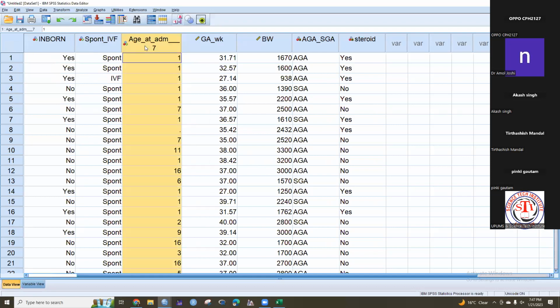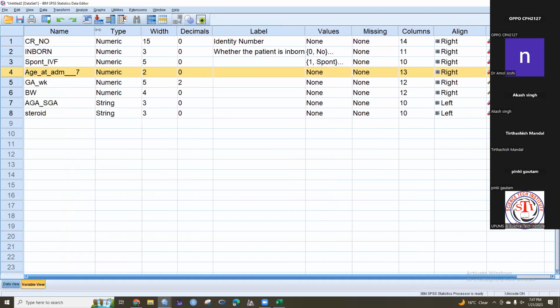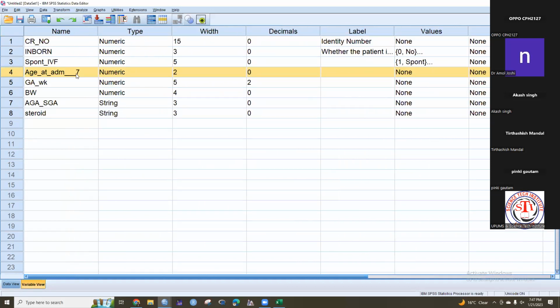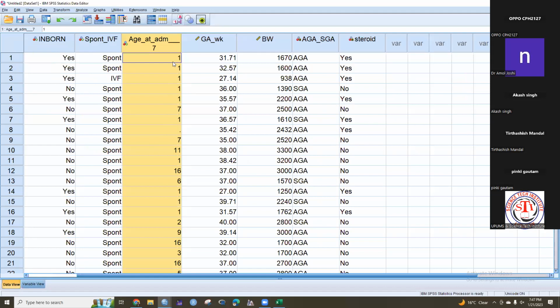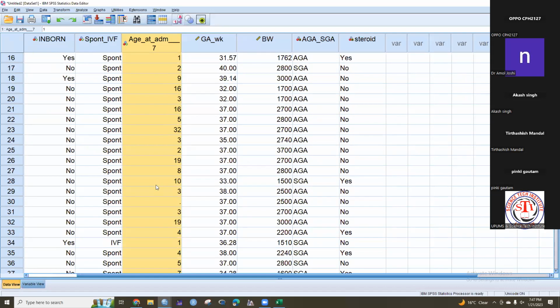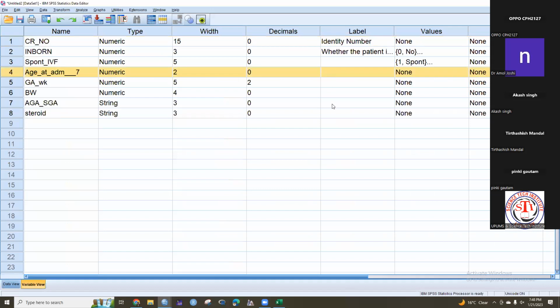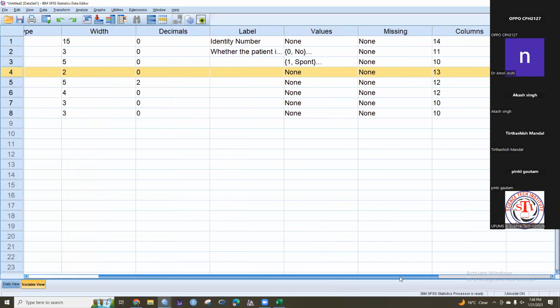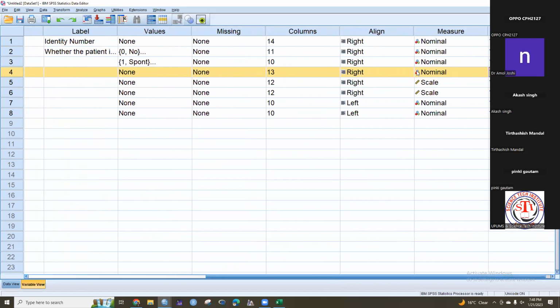Age at admission. This data is actually in days: when the baby is admitted to the hospital, what is the age of the baby, the age at the time of admission. You can see the data is written like 1111. The type is numeric, but what is the level of measurement? It is given as nominal. No, it should not be nominal. It should be scale. It is scale data.